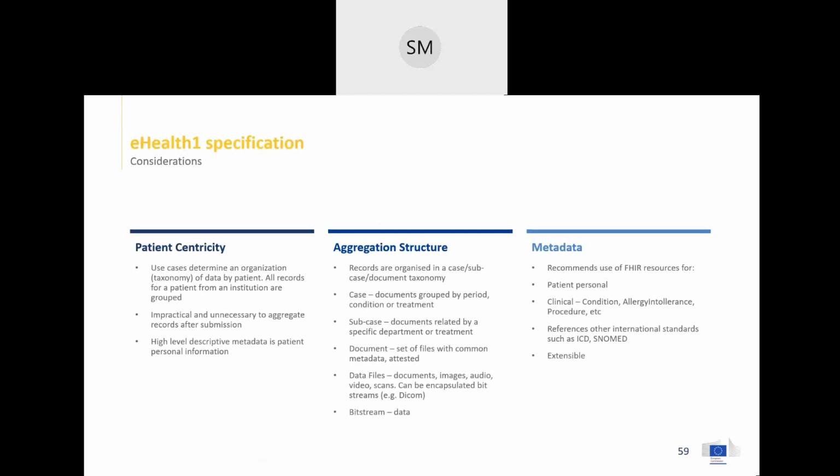And a strong recommendation is the use of the FHIR resource from HL7, which provides resources for patient personal information, and also provides a large number of resources for different clinical aspects, such as conditions, allergy intolerance, procedures, etc. So very good resources which define metadata standards and actually define them in different formats. So XML will be used in this case, but they're also defined in terms of RDF, etc. And the FHIR resources do also then reference, of course, other standards such as ICD and SNOMED. So clinical codes for conditions and medical terminology within SNOMED.